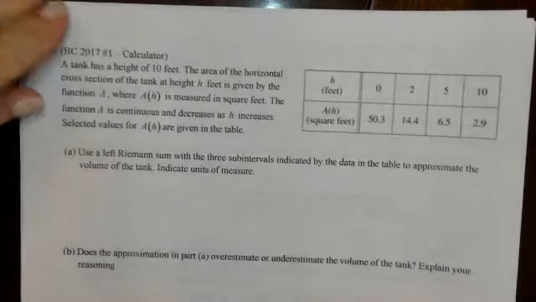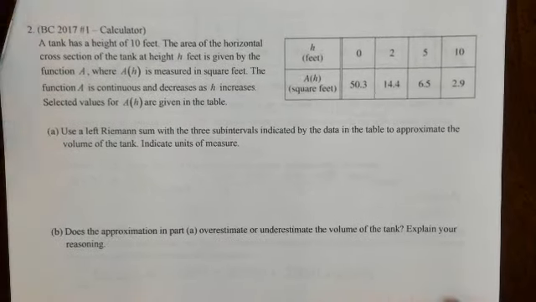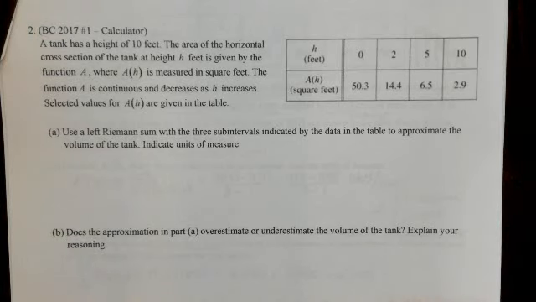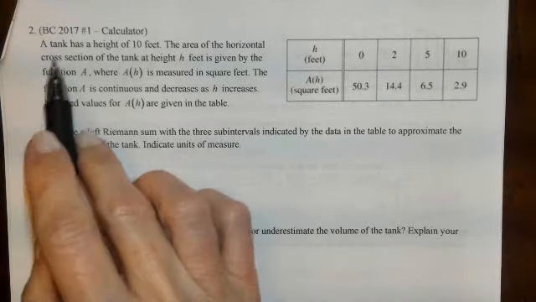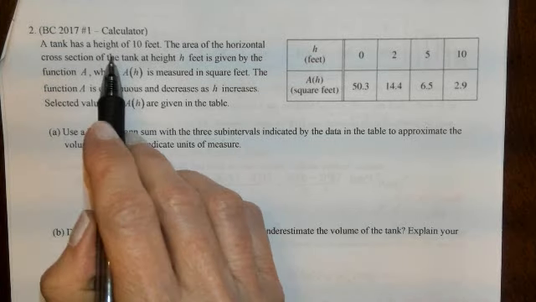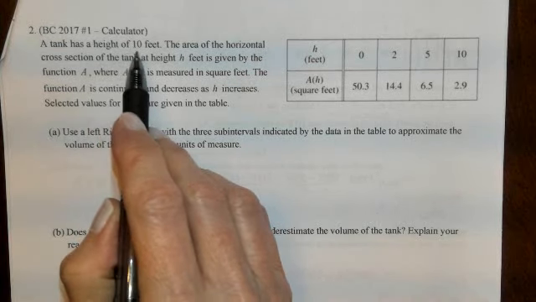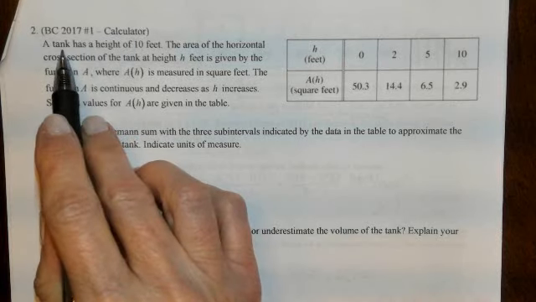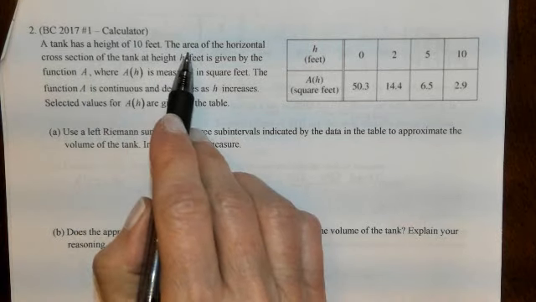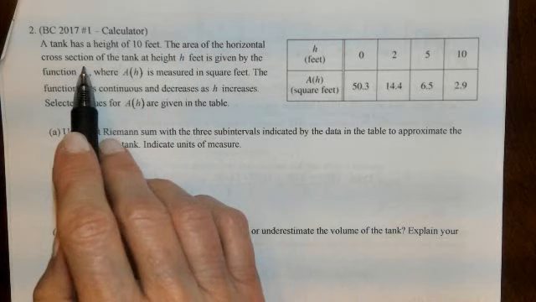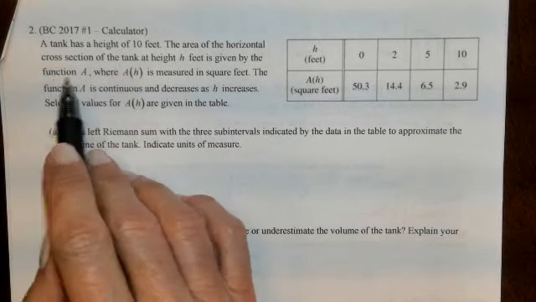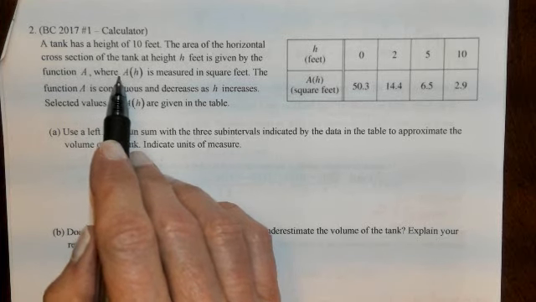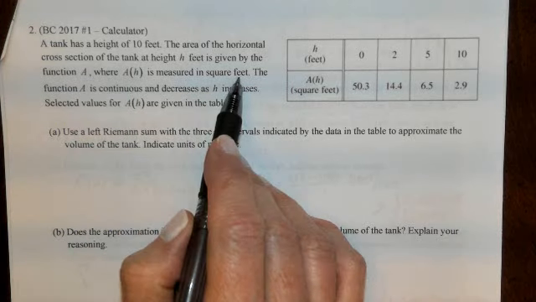Okay, let's begin with the problem from 2017. This was a calculator problem. Grab my calculator. Okay. All right. It says a tank has a height of 10 feet. So some tank has a height of 10 feet. The area of the horizontal cross-section of the tank at height h feet is given by the function A, where A of h is measured in square feet.